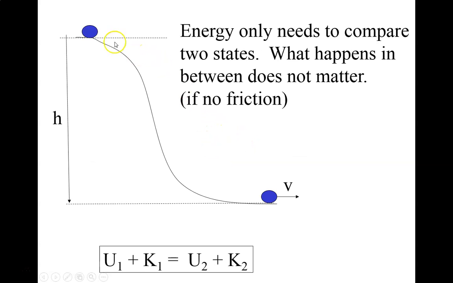And again, notice that we only needed to know what it was like in this state and in this state. We didn't need to know what happened in between. That's because energy is what's called a state function, and it only matters what the initial state and the final state are. I could have shaped this curve any way I wanted to. I could have made it a simple sloping curve or a straight line, and it really wouldn't matter what happened between points A and B. It only matters what it's like at point A and at point B.